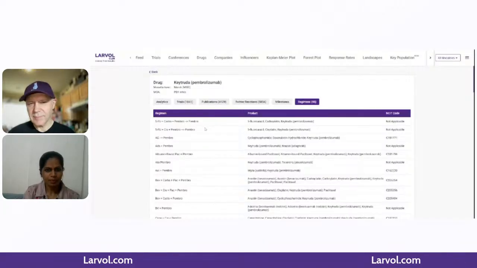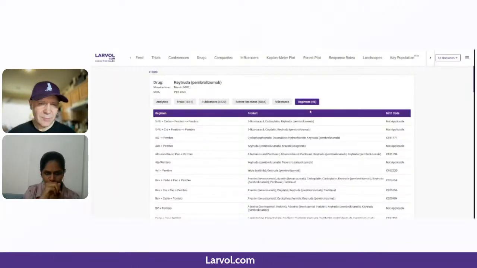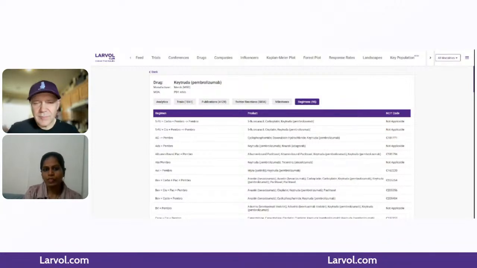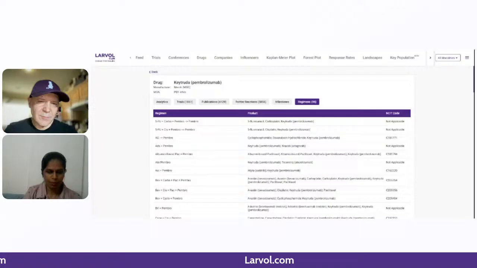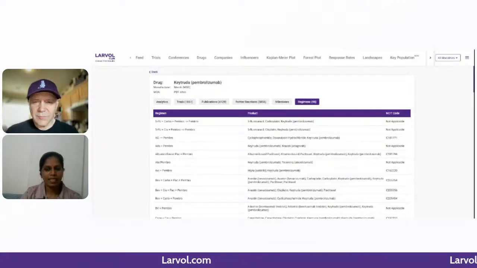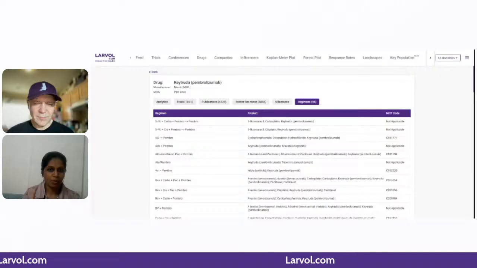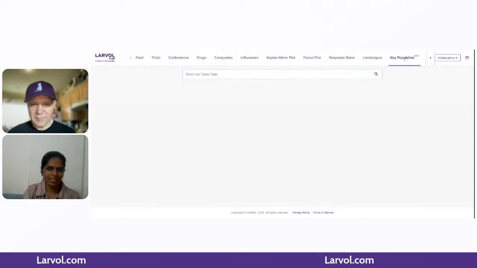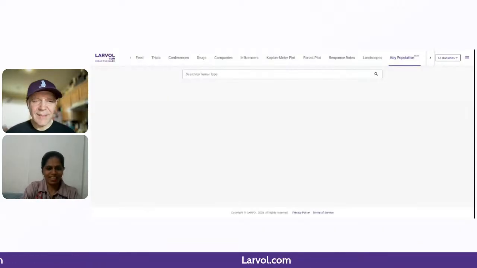So for example, for pembrolizumab, we have 95 regimens. But in this page, currently we are not showing for which population we are giving this treatment, or whether there are any guidelines or FDA approvals for this regimen. So for that, we will quickly jump to the population tab, which is your favorite topic as such, Bruno, if I can say that way.